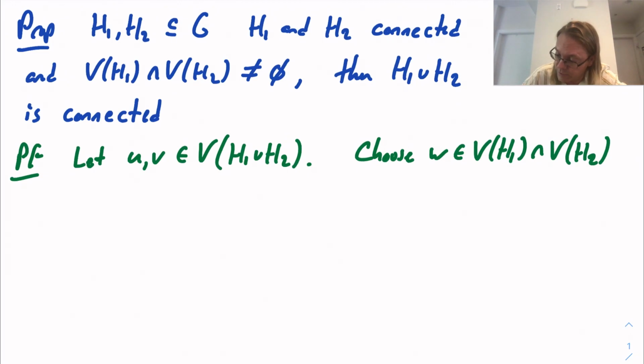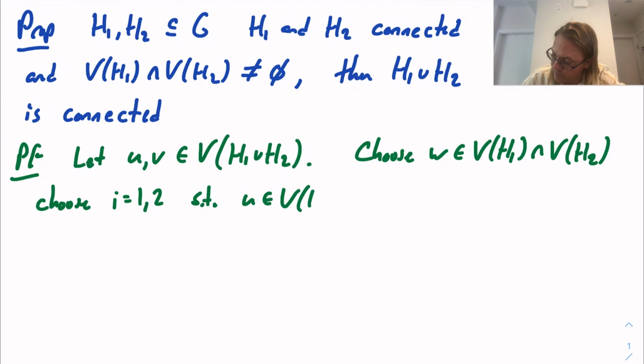So let's choose some number I, let's say equal 1 or 2, such that the vertex U is a vertex of HI. I don't know if it's a vertex of H1 or H2, but it's certainly a vertex of one of the two because it's in the union. So U is a vertex in HI.